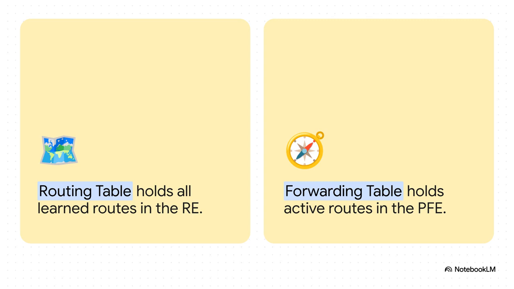And this distinction right here is huge for mastering Junos. The routing table up on the routing engine is that giant atlas holding all learned routes. But the forwarding table, that's your active turn-by-turn GPS. It holds only the active routes. And here's where the magic happens. The OS copies this optimized forwarding table directly down into the actual hardware of the packet forwarding engine.